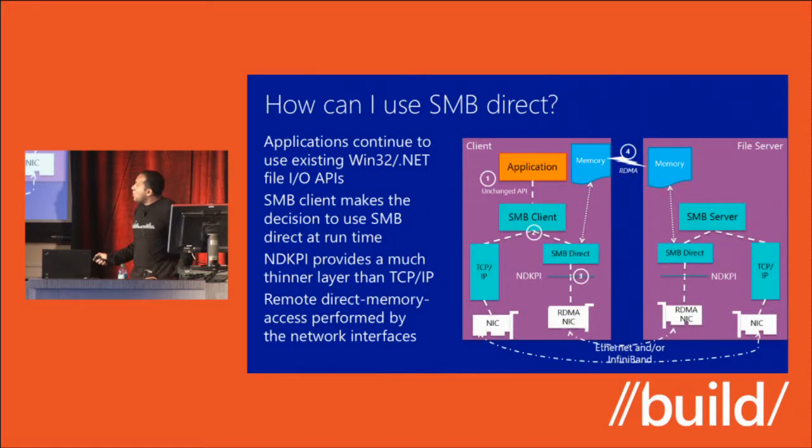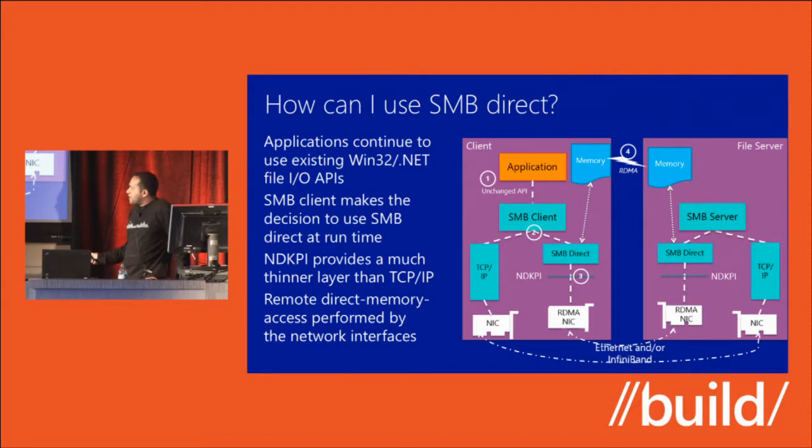Now this is kind of the flow. Again, the important thing to remember here is no changes to the application, no changes to the API. They just use your Win32 APIs. Now the SMB client on the client machine running the application will decide, if there are multiple interfaces, whether to use the traditional TCP stack or to use SMB Direct, the remote DMA path. In essence, if it finds a TCP and an SMB Direct path, it always prefers SMB Direct because it's much lower CPU overhead and much faster.